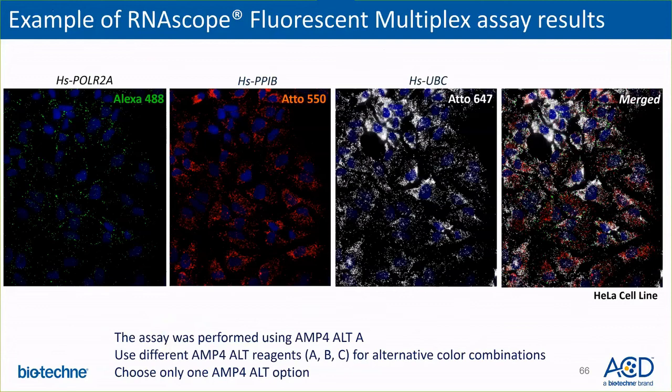And here is an example of a successful RNAscope fluorescent multiplex assay. You see in this image the three different housekeeping genes and merge on the right.